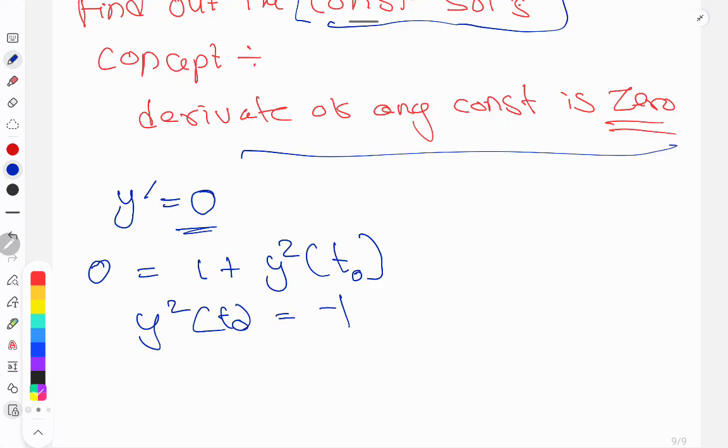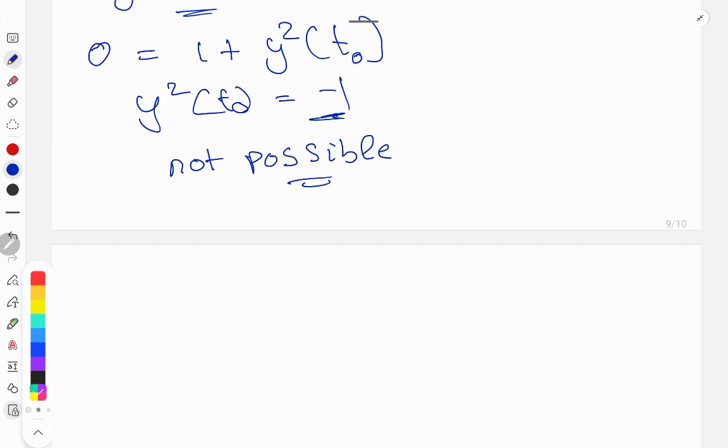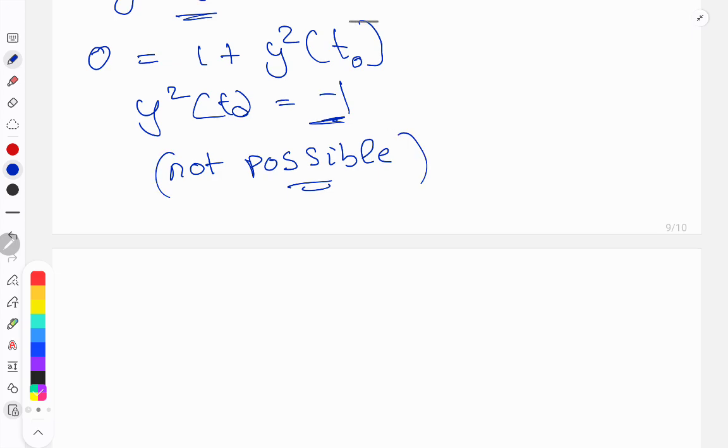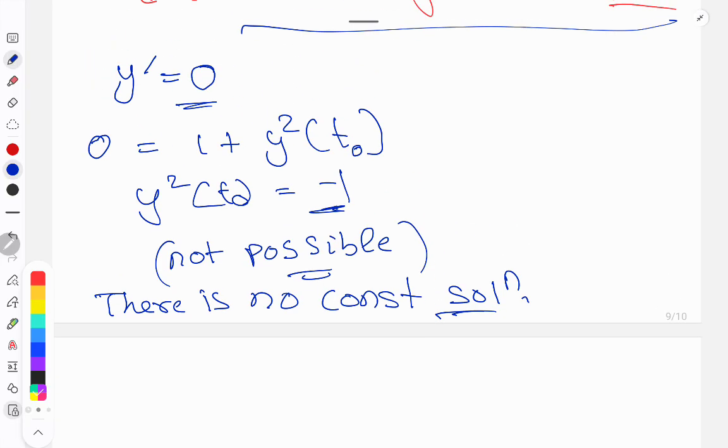Will it be possible ever? Square of something is -1. It will be always positive, right? Square of anything is always positive. So it's not possible, right? It's not possible. So what you have to do here, you have to say there is no constant solutions, because we reach this scenario.